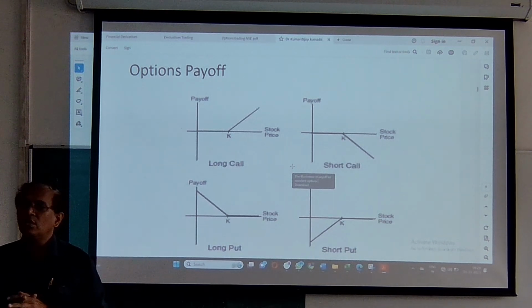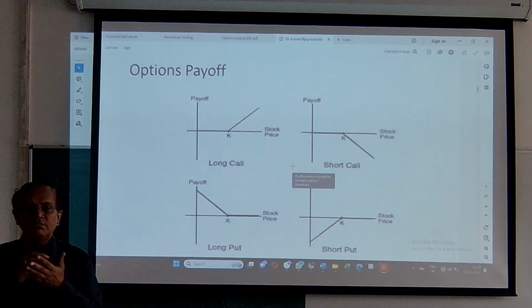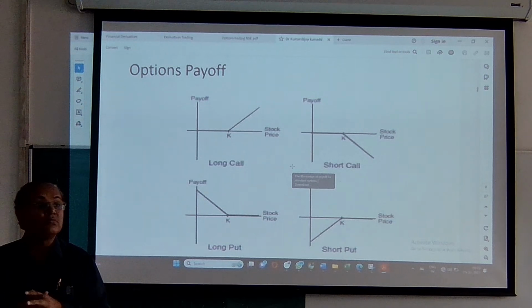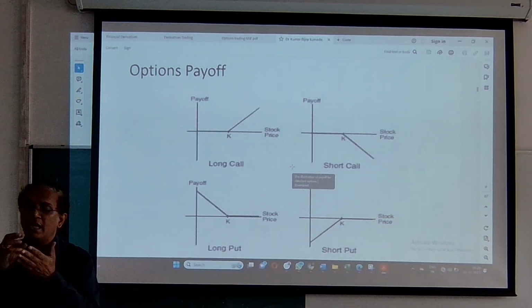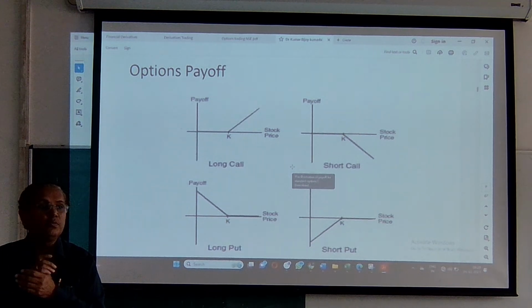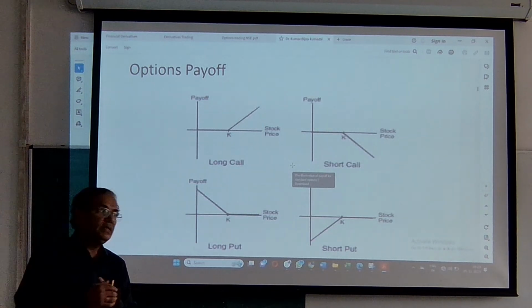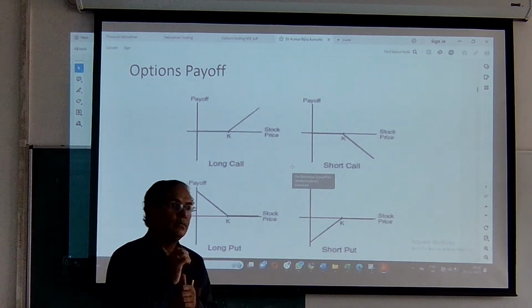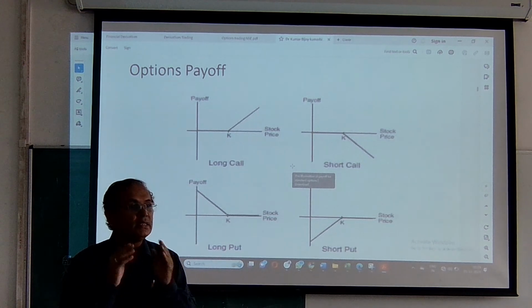So what will this long call be? You are taking a call option, and payoff is always looked at from the buyer's angle, from the buyer's point of view. So a buyer will be taking the call position, or buying the right to buy at a given price. At a given price means the price of that underlying. Whatever the price of underlying will be, the buyer will be buying at that price.